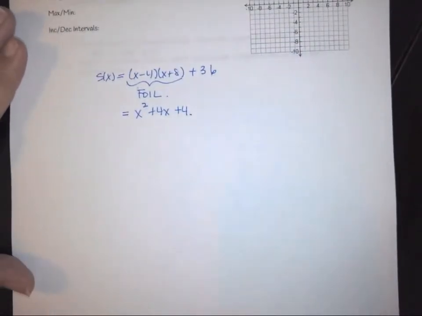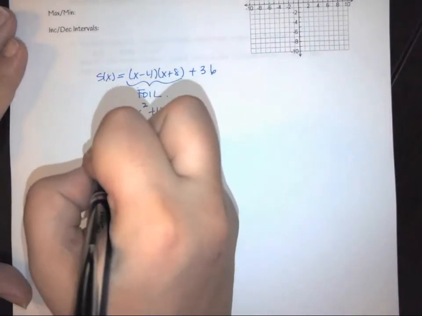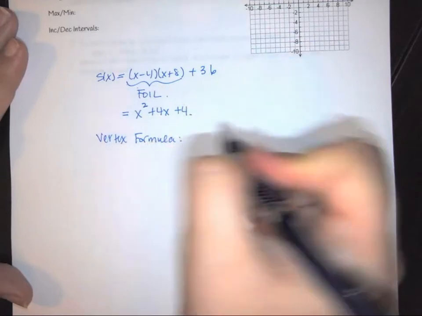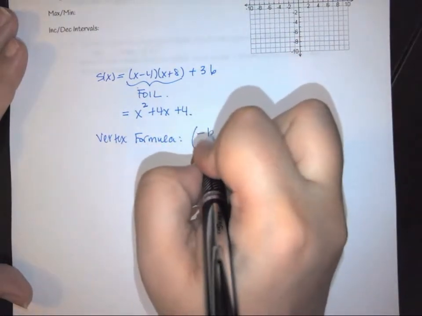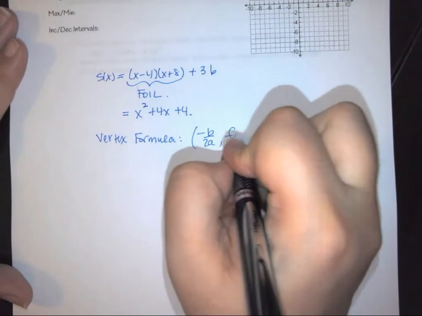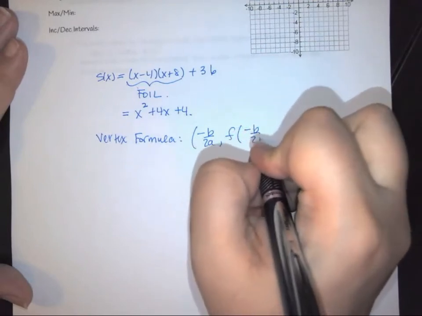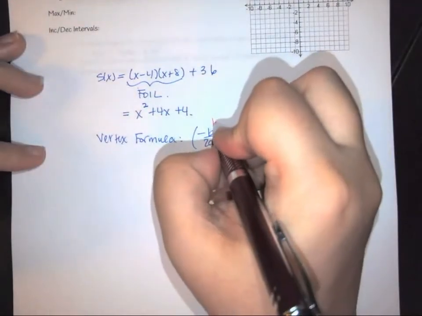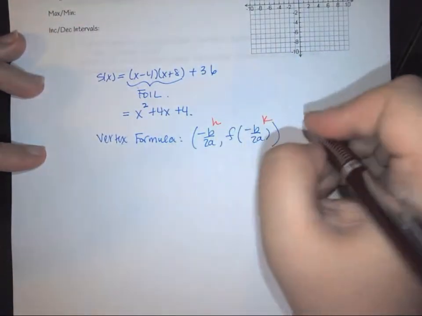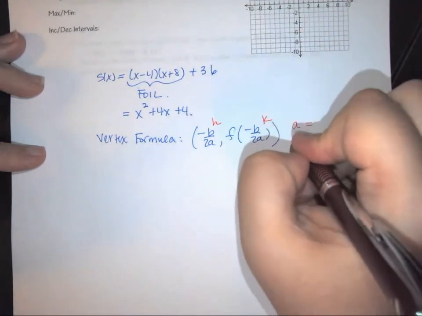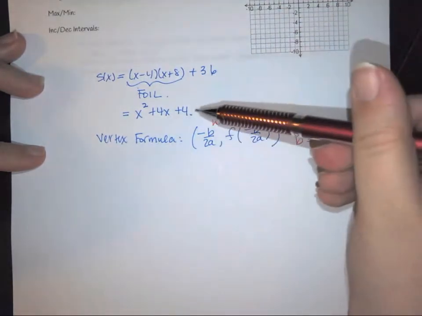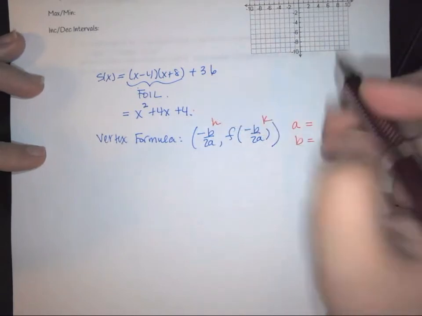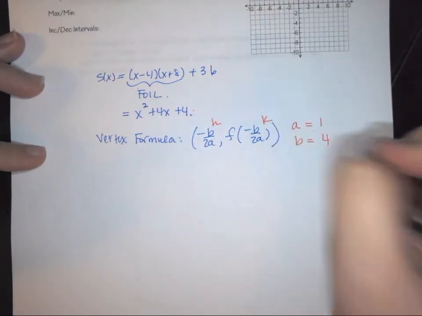Now you can see that this is standard form. So to do that, we need to use your vertex formula. Again, as a reminder, that's going to be negative b over 2a, function evaluated at negative b over 2a. Again, remember the first part is h and the second part is k. So here we need to know a and b. And we're going to use this equation to find it. So here, if you look, my a is 1 and my b is 4.